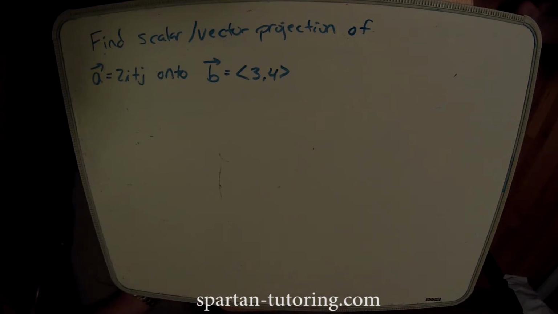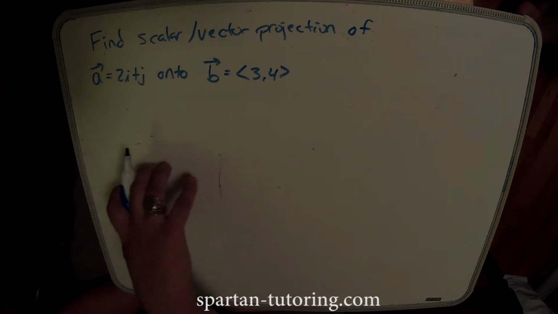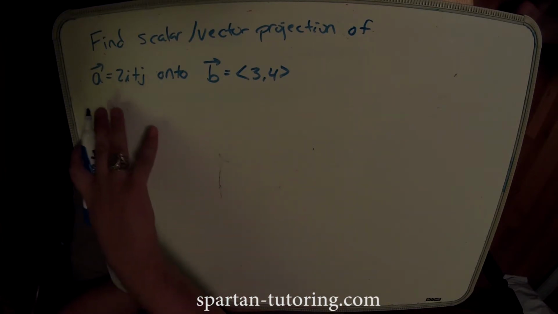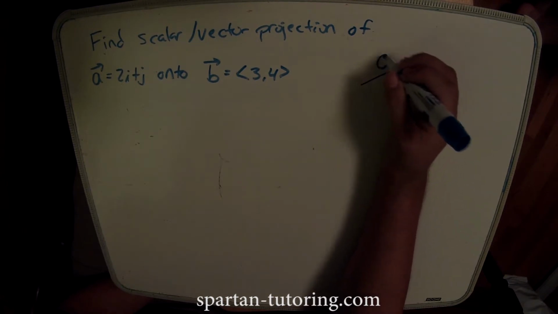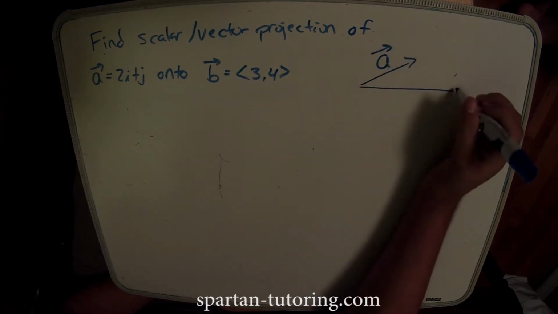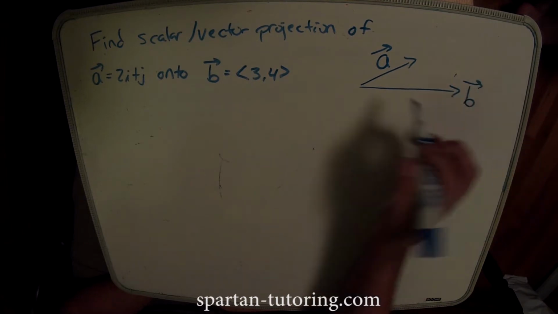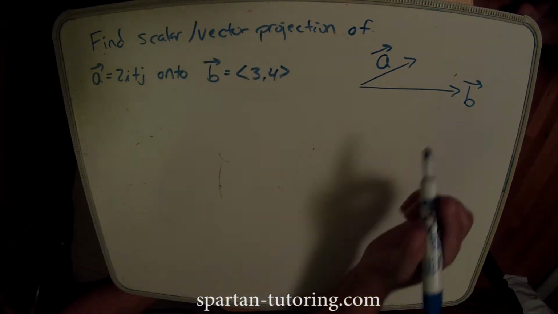Alright, so scalar and vector projections. Let's actually talk about what's going on. Whenever you have a scalar or vector projection of a vector A onto B, say this is our vector A, and this is our vector B.